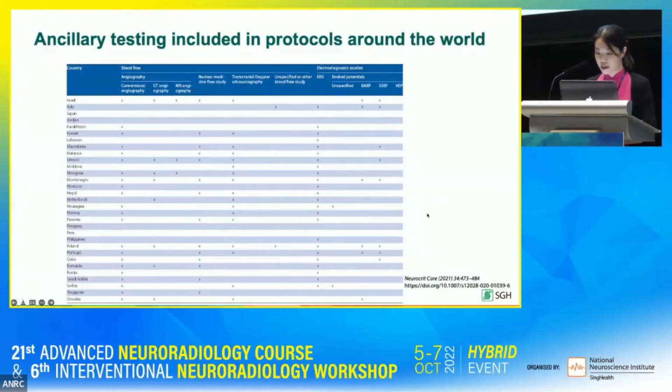And there has been a paper published last year talking about all the ancillary testing used in protocols around the world, including conventional angiography, CTA, MRA, nuclear medicine flow studies, transcranial Doppler, as well as EEG, right? So Singapore is here. In the protocol, 4VA as well as a nuclear medicine perfusion study are included.